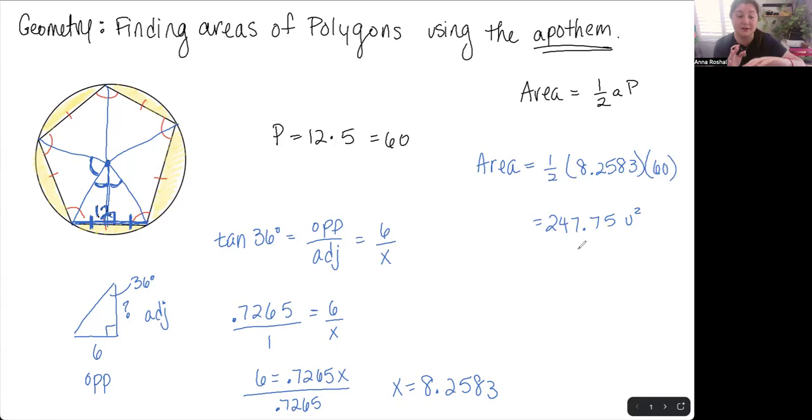Now, this is the area of the entire polygon, meaning this is the pentagon, that's the area of the pentagon, that's the area of that white space in the center of the circle. However, we're not being asked to find just whatever is the center of the circle. We're being asked to find that shaded region between the shape and the circle.